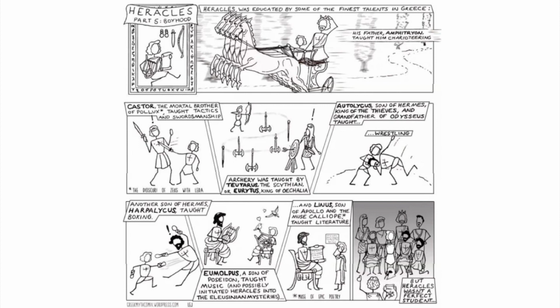And Autolycus, son of Hermes, king of Thebes, and grandfather of Odysseus, apparently taught him wrestling. And another son of Hermes, Harpalycus, taught boxing. And finally, Eumolpus, a son of Poseidon, taught music and possibly initiated Heracles into the Eleusinian mysteries. And Linus, son of Apollo and the muse Calliope, the muse of poetry, taught literature. He quite literally had the best teachers. But he was not a perfect student, unfortunately.